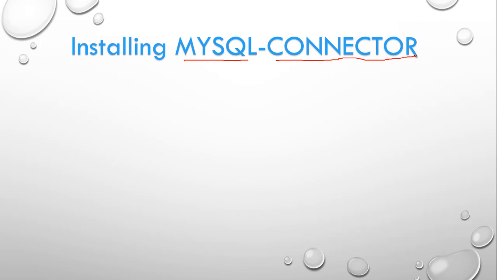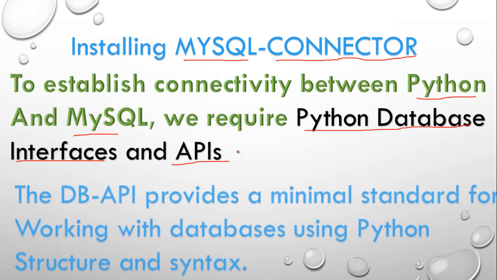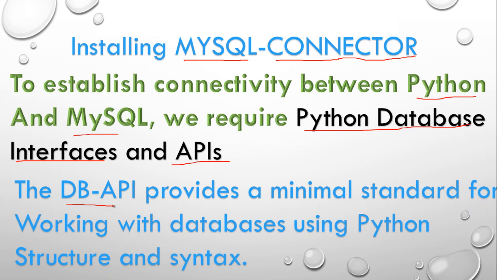Now let me show you the first step. To establish connectivity between Python and MySQL, we require the Python database interface and API. API, I already told you, means application programming interface. So what does the DB API provide us? The DB API provides a minimal standard for working with databases using Python structure and syntax.